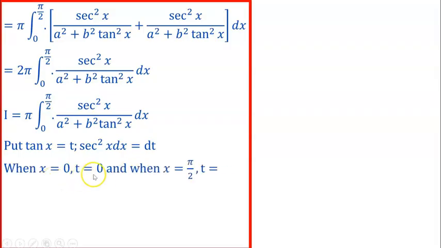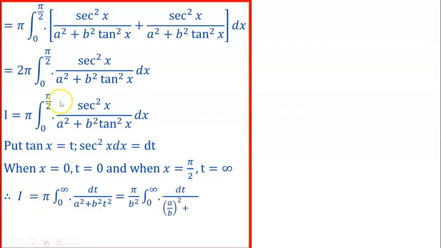When x is equal to 0, t is equal to 0, so the lower limit is 0. When x is equal to pi by 2, t is equal to infinity. And hence our integral changes: I is equal to pi times the integral from 0 to infinity of dt upon a square plus b square t square. Again take b square as common. Therefore, you will get pi upon b square times the integral from 0 to infinity of dt upon (a upon b) whole square plus t square.